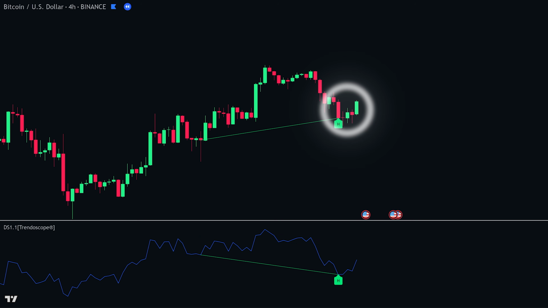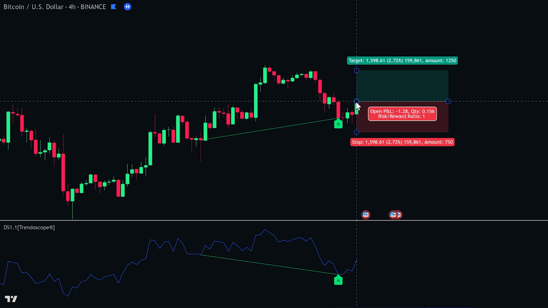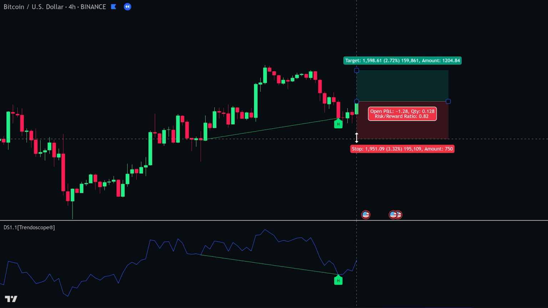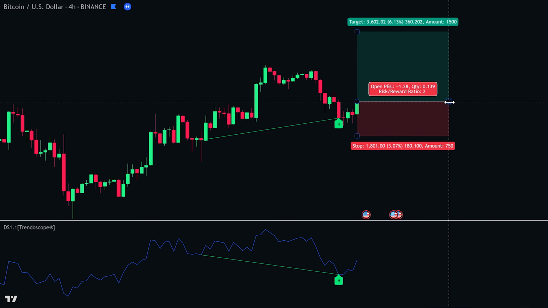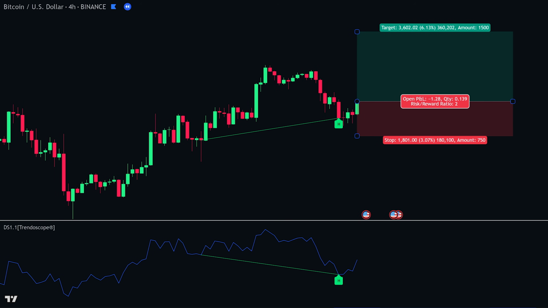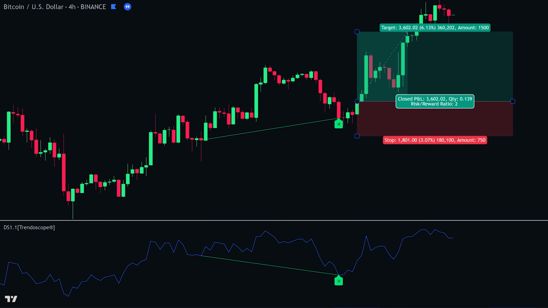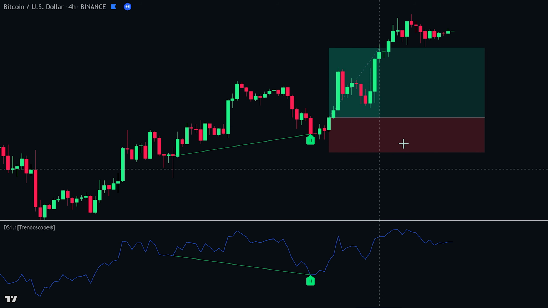Once a bullish candle forms right after the divergence, that gives us the confirmation to enter a buy trade. We place the stop loss below the recent swing low, the same level marked by the divergence. Then we aim for a 1-to-2 risk-to-reward ratio. Let the trade play out, and as you can see here, price moves upward and hits our profit target.